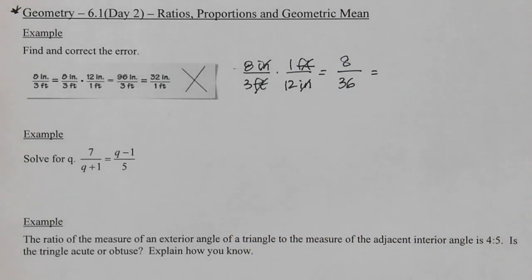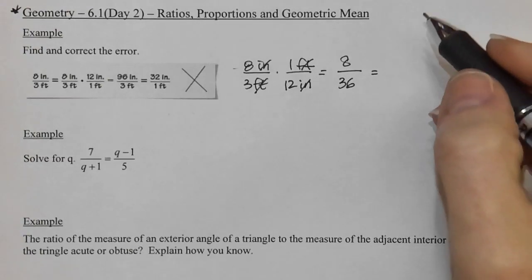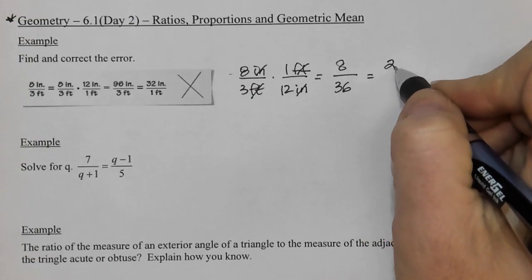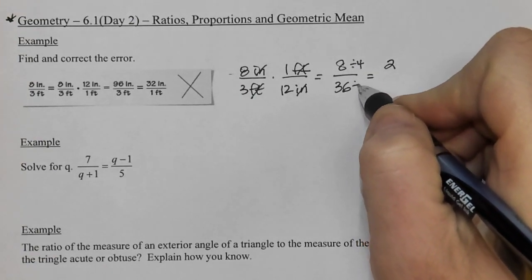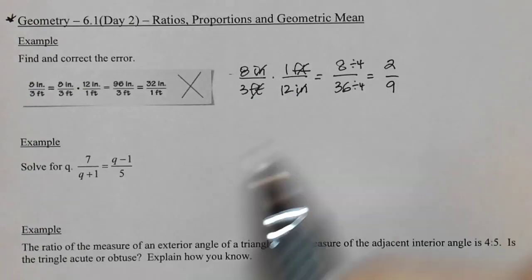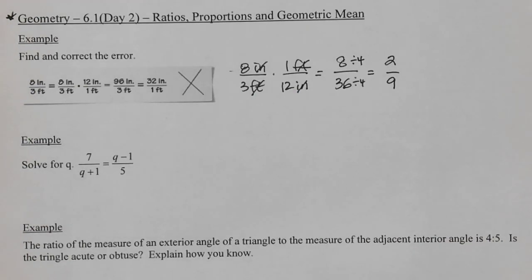I can reduce a little bit there. They're both divisible by 4, so I can take out a 4 and I end up with 2. And dividing by 4, I get 9. So that is the simplified ratio of 8 inches and 3 feet.